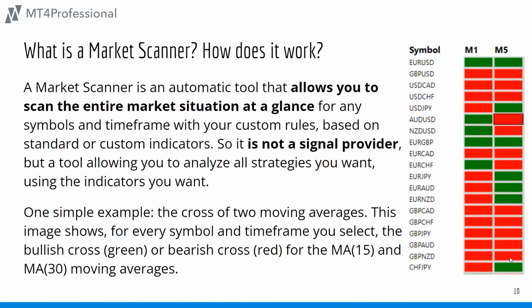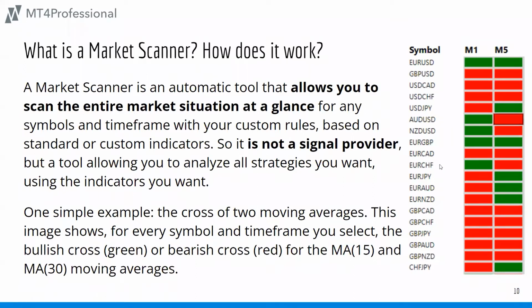Well, what's going to cause these cells to be these specific colors? Well, the example I show here is the cross of two moving averages. This image shows that a green cell is a bullish cross, which means the fast moving average is crossing above, or greater than, the slow moving average. And the red cells identify a bearish cross, where the MA15 is moving down or under the MA30, the slow moving average. So the idea behind this is to see where those crossovers occur, whether they're to the bullish side or to the bearish side.